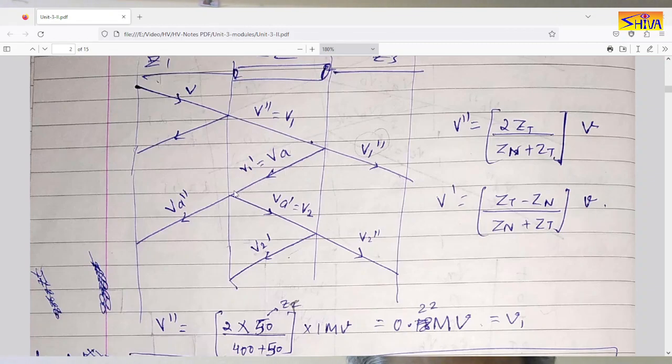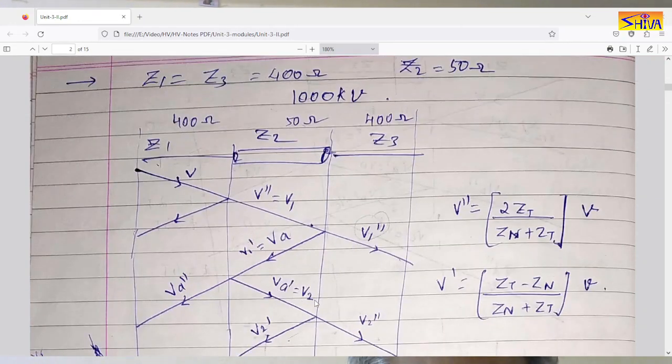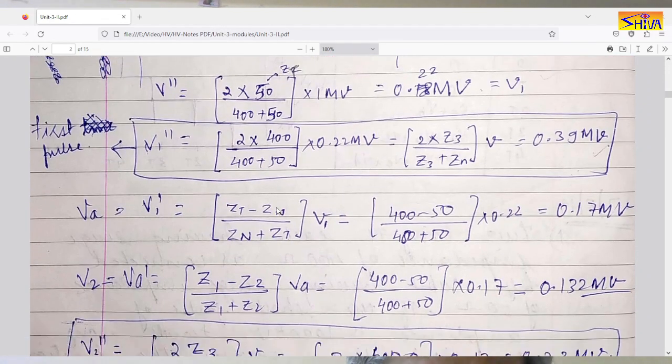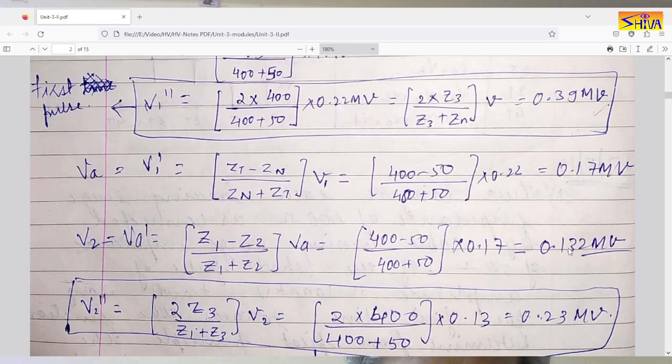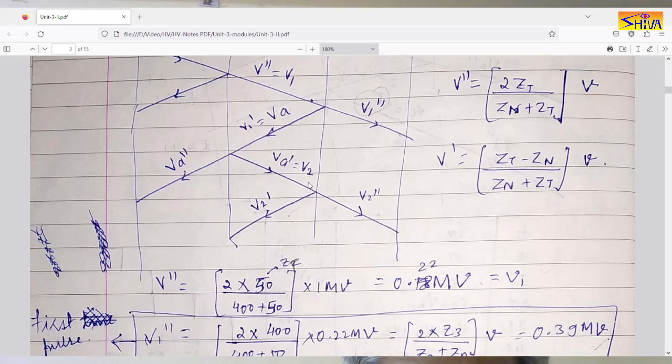Now this will become the incident voltage wave. This is transmitted. This is reflected. Now at this point, as the wave is coming from this medium, for the computation of V2, that is VA dash, Z2 will become Zn and Z1 will become Zt. So the reflected wave V2, that is VA dash, will be Z1 minus Z2 divided by Z1 plus Z2. So 400 minus 50 divided by 400 plus 50 into 0.17. So it is 0.132 megavolt. So this is the 0.132 megavolt wave coming here.